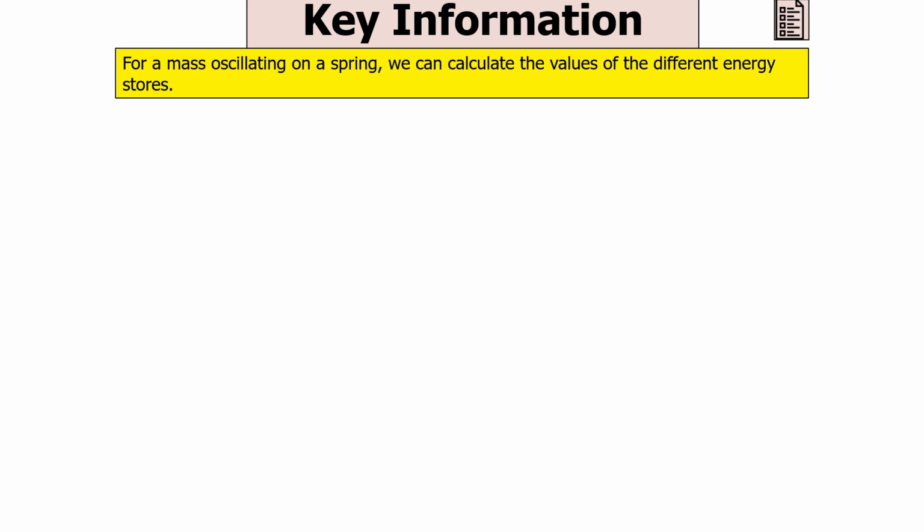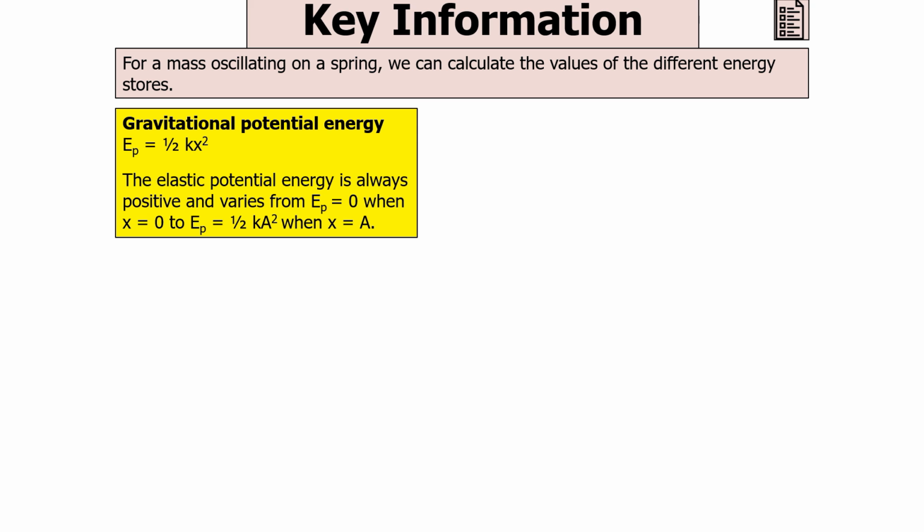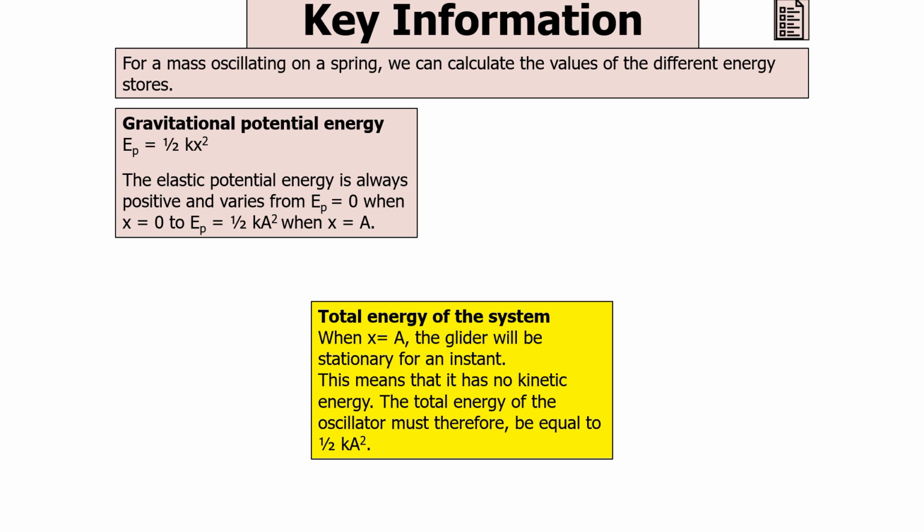Now for a mass oscillating on a spring, we can calculate the values of the different energy stores. We know in this instance that our elastic potential energy store is equal to 1/2 kx squared. Now the elastic potential energy is always positive and varies from 0, when x is equal to 0, to 1/2 k a squared, where x is equal to a. Now the total energy of a system is when x equals a, because the object will be stationary for an instant. So this means that there's no kinetic energy. The total energy of the oscillator must therefore be equal to 1/2 k a squared.